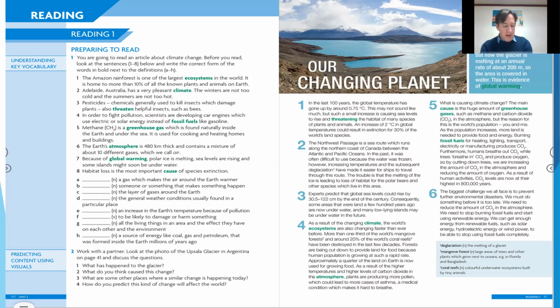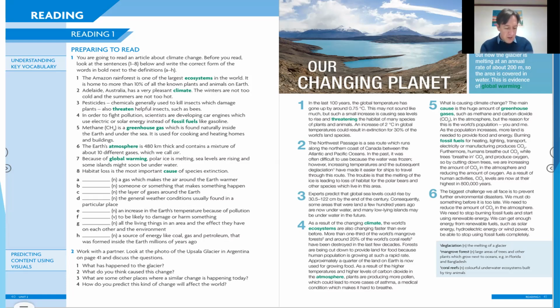F, to be likely to damage or harm something, threaten. Number 3. So the verb to threaten, and then you can also use it as a noun, a threat. And then we've got G, all the living things in an area and the effect they have on each other and the environment. That is ecosystem.